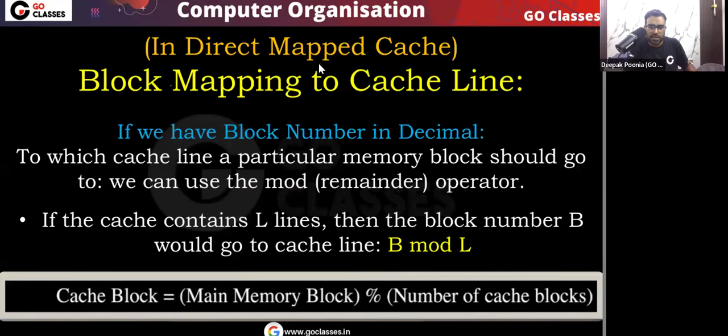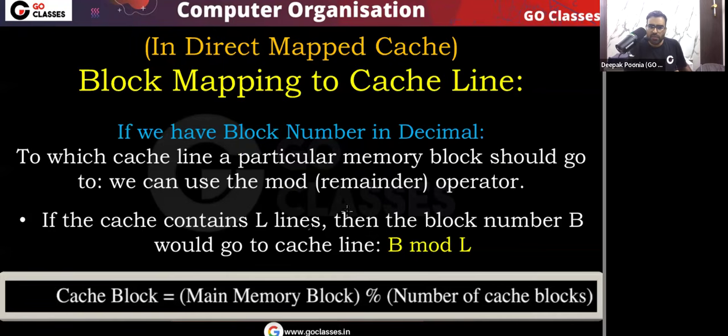Also remember, in this direct mapped cache, if you know the block number in decimal, can you find to which cache line that block will map to? We already know that in the direct mapped cache, any block will map to a unique cache line. So if I give you the block number in decimal, can you find to which cache line this block will map to? Yes, that is very simple.